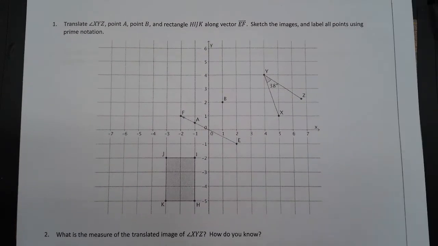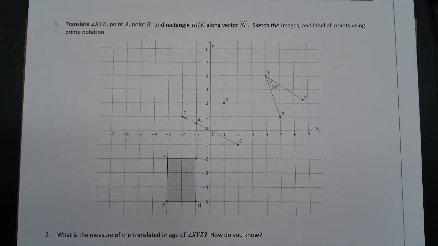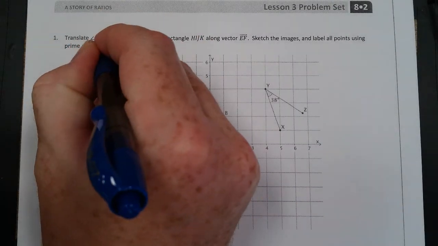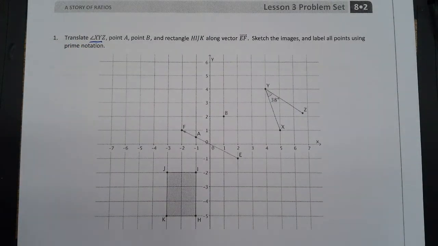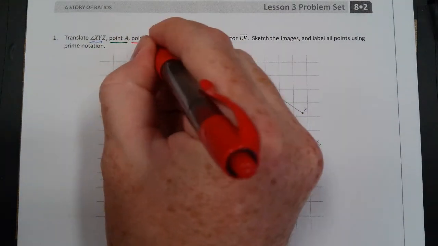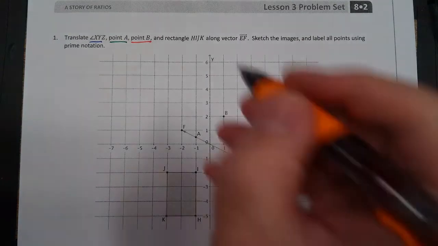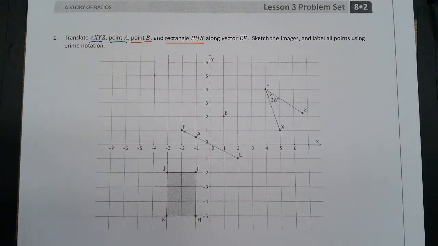I like this problem set. I like at least the first question because I don't need to use my transparency to translate these, because it's on a graph. The graph means you don't really need your transparency. Let me show you why. It says I need to translate 4 things. I need to translate angle XYZ. I need to translate point A. I need to translate point B. And I need to translate rectangle HIJK.